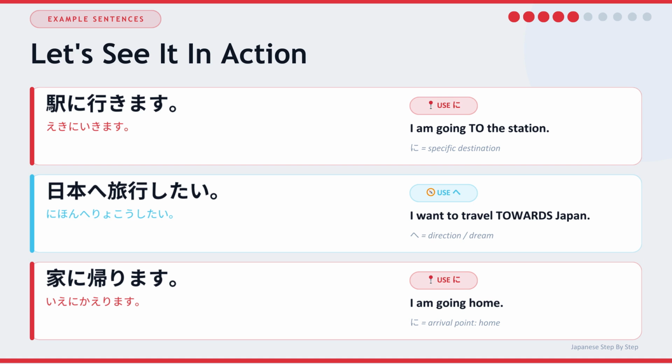Notice the pattern. Row 1 and row 3 both use ni. Both have a clear, specific, named destination. Row 2 uses he because it's expressing a direction or a dream, not a confirmed arrival point. That pattern will serve you in almost every sentence you ever build. 駅に行きます。日本へ旅行したい。家に帰ります。 Now, what happens when beginners get this wrong? The most common mistakes are coming up next. And yes, you've probably made at least one of them.